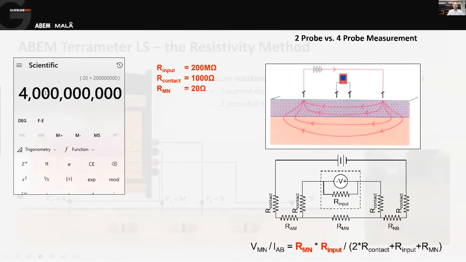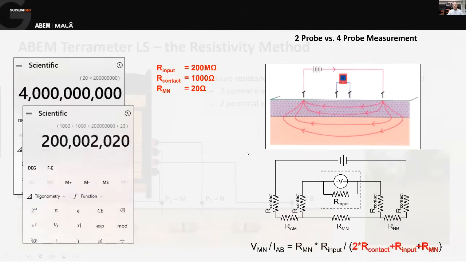We end up with a value of 4 billion ohms. Ridiculously large number, but don't worry, we're going to resolve this. If we then look at the bottom half of the equation, which is 2 times our contact resistance, so that's 2000 ohms, plus our input resistance, which is 2 million ohms, plus the bit we're interested in, the RMN, the resistance between those measuring electrodes of 20, we end up with 2,020,020 ohms.